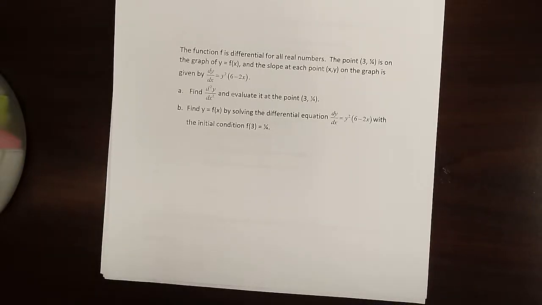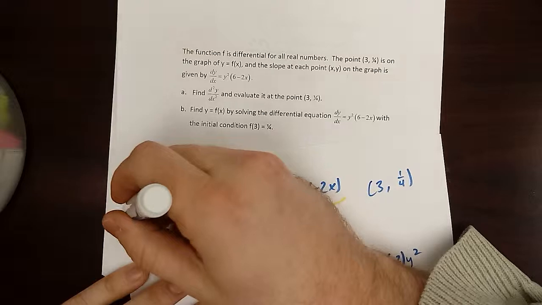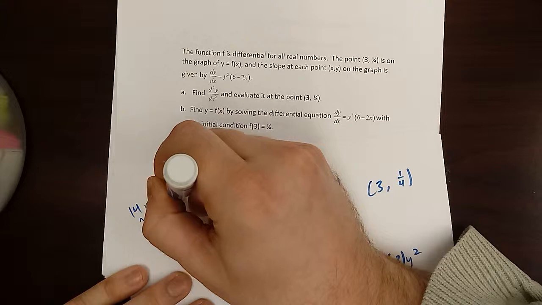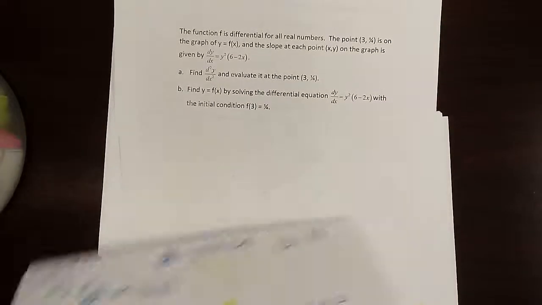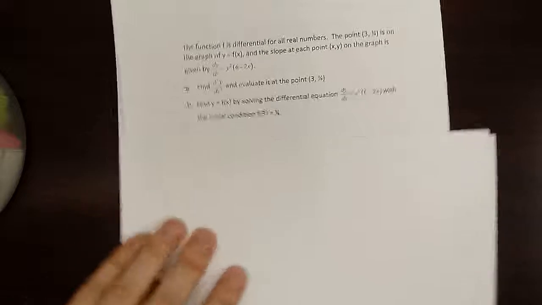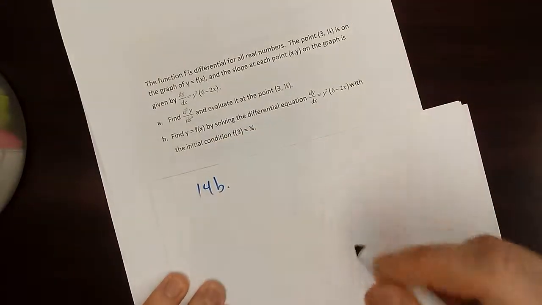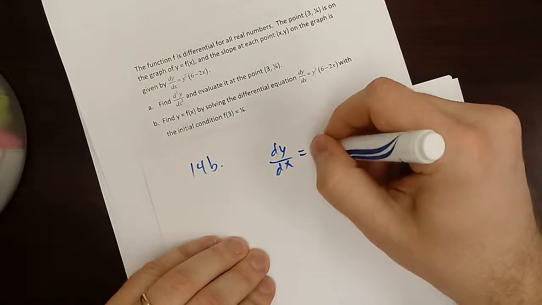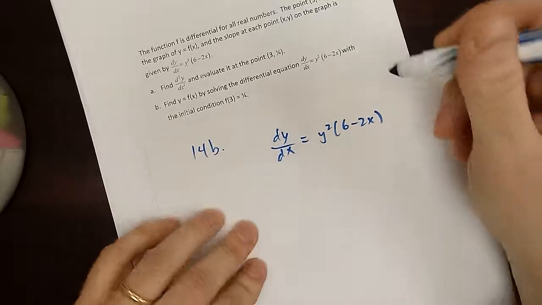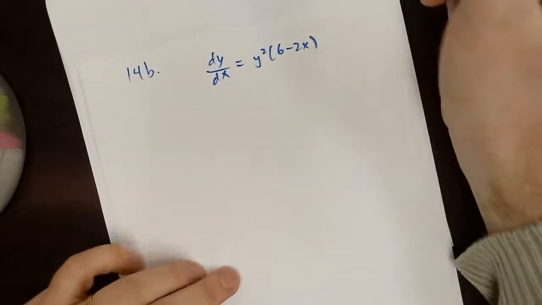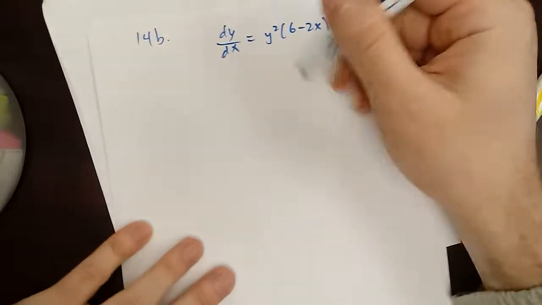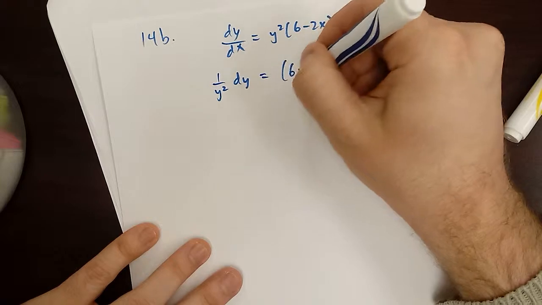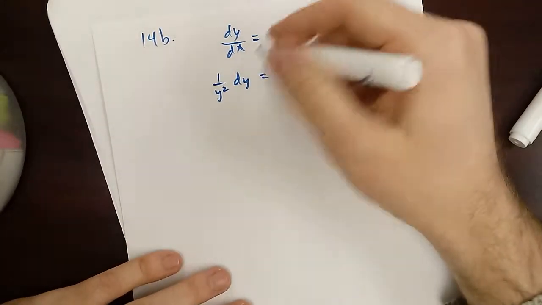All right, part B is very different. This was number 14, which is not number 2. So here's 14b. dy/dx is equal to y squared times 6 minus 2x. All right, so let's separate the variables out and go through the problem. Not really any more difficult. We got our 1 over y squared dy is equal to 6 minus 2x dx. And just bop through it.